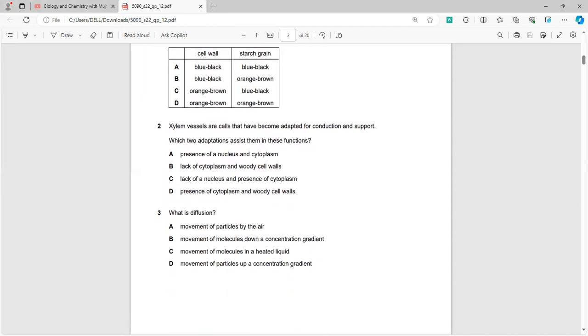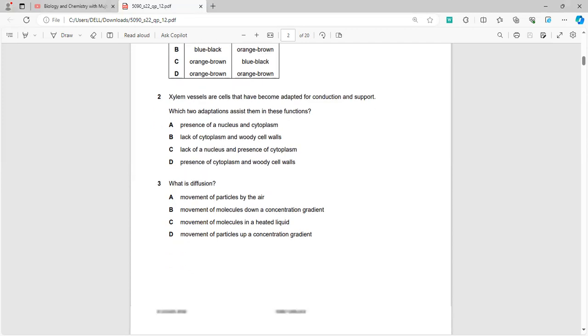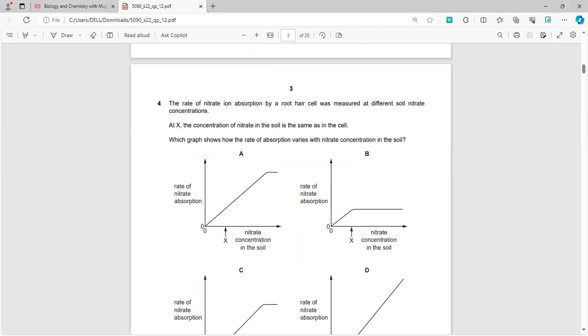Now, on question number 3, we all know that the basic definition of diffusion is the movement of particles from an area where they're in higher concentration to an area where they are in low concentration. And diffusion isn't only applicable in living organisms; it is applicable in all types of things, living, non-living, even in perfumes.